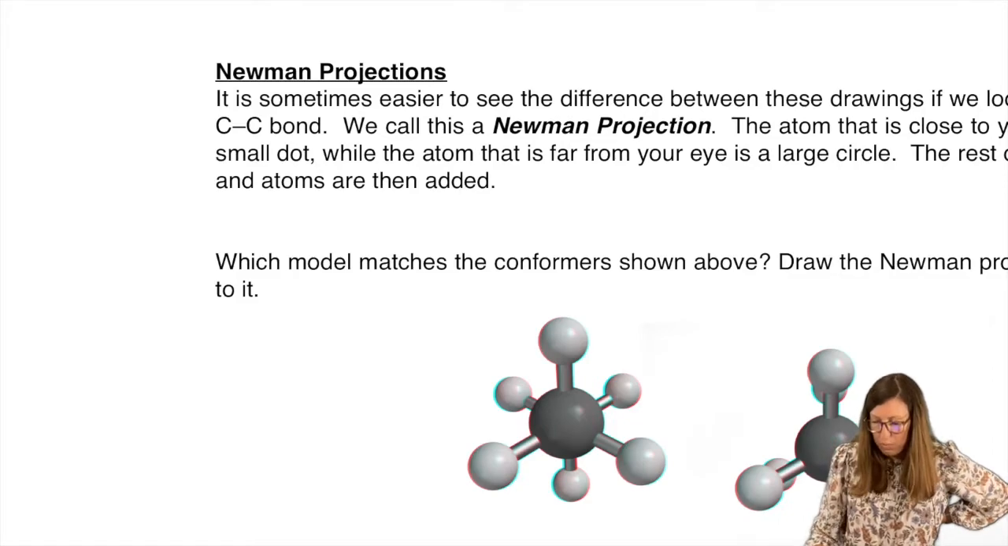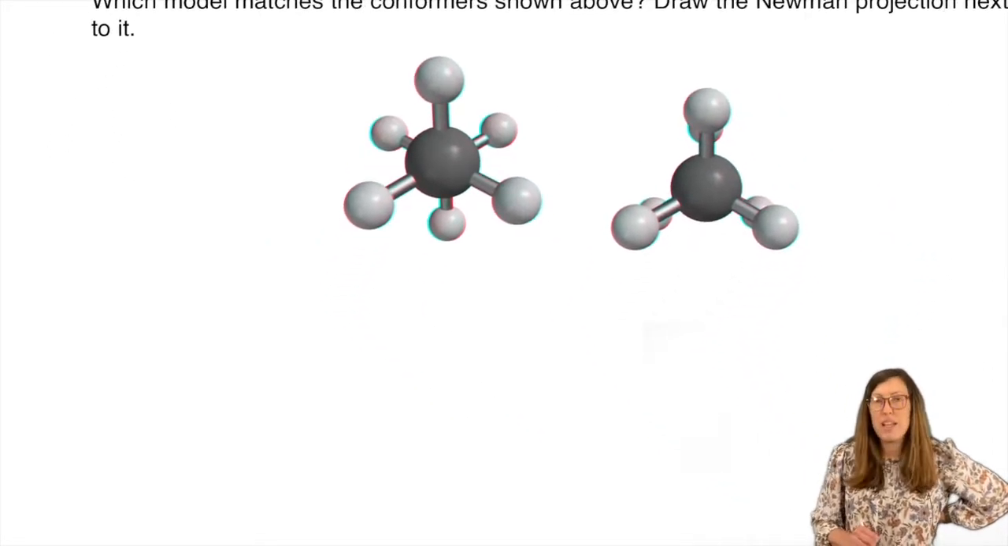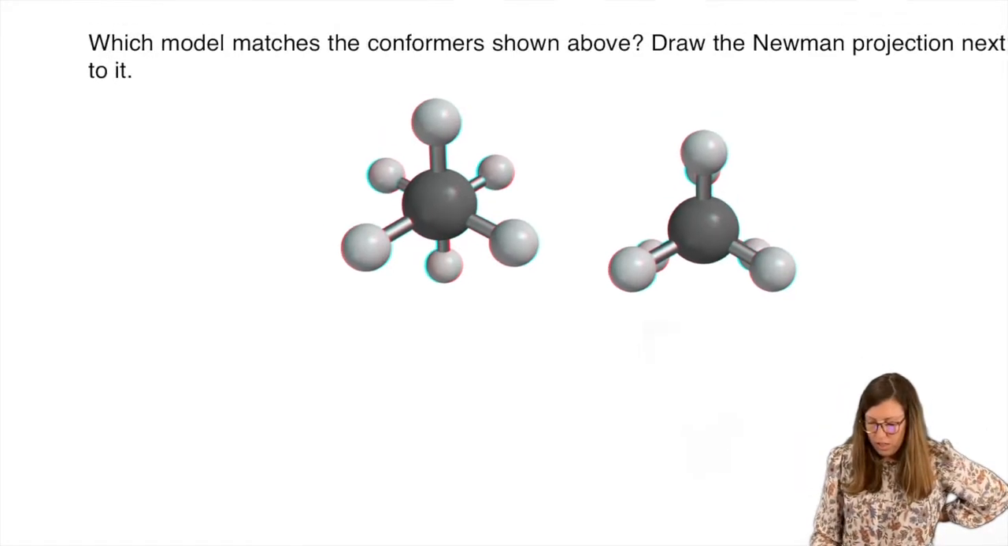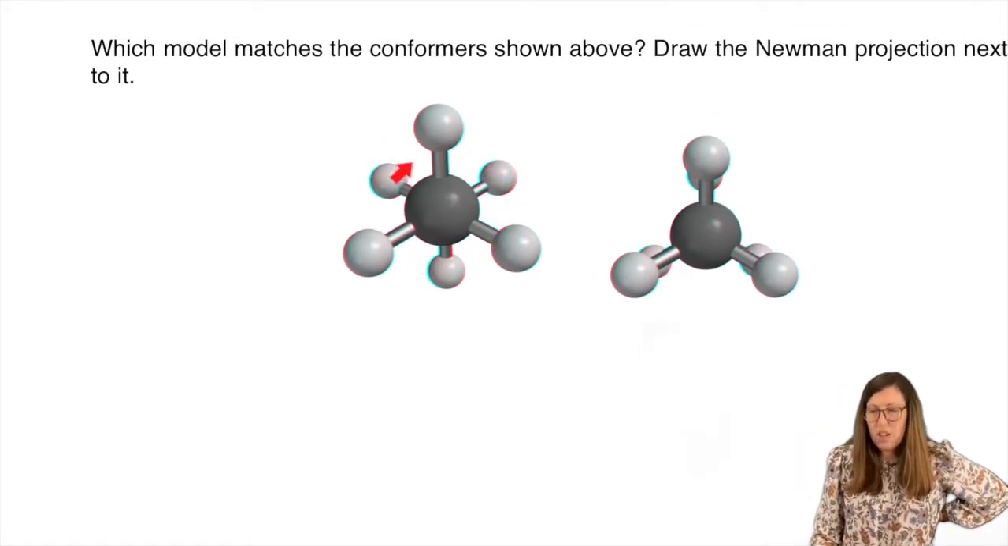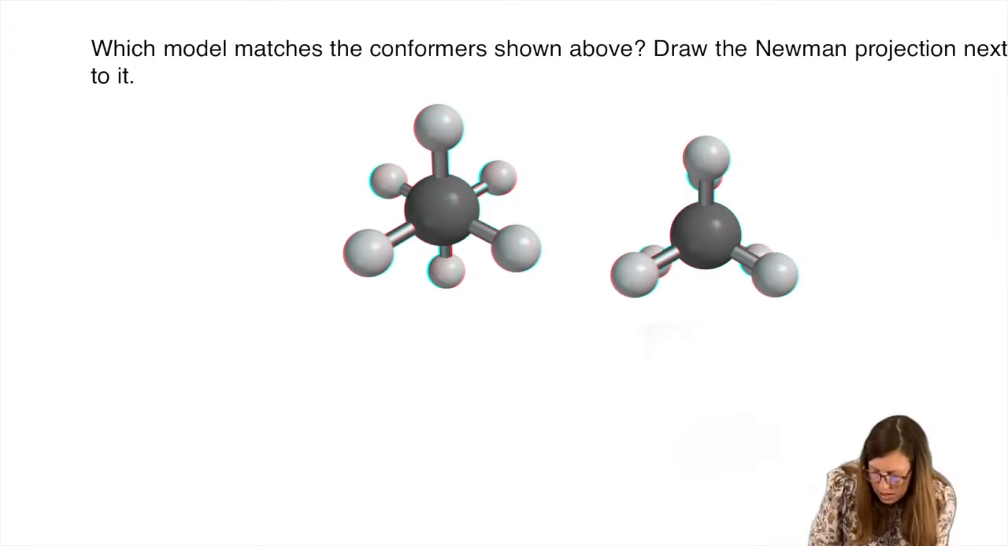Now it comes much more clear. This is why we like this point of reference, this perspective. It becomes much more clear what's going on. We can see much more easily that these H's are all out of alignment, and here they are completely aligned. Okay, so this is called the staggered conformation.